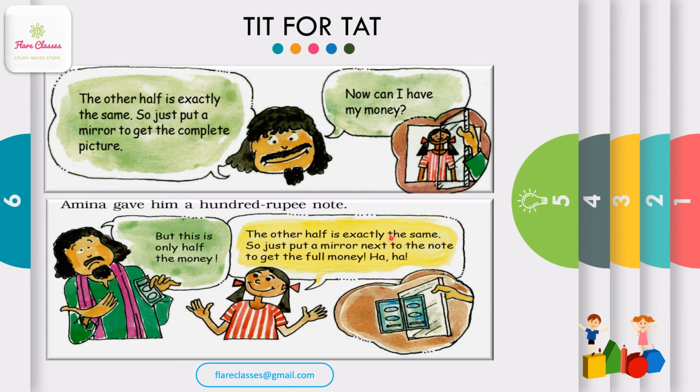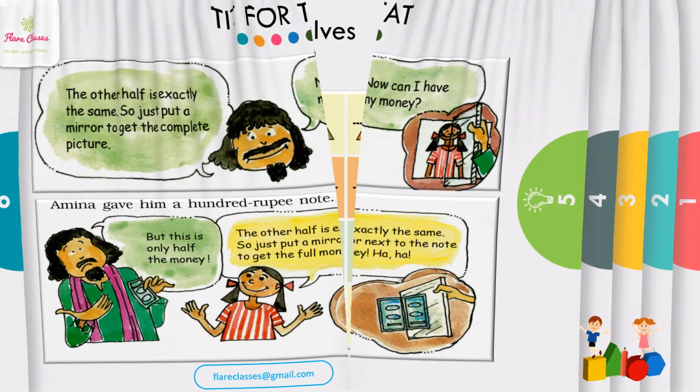Anima gave him a 100 rupee note. The painter said, but this is only half the money. I want 200 rupees. Now Anima said, the other half is exactly the same. So just put a mirror next to the note to get the full money. Ha ha ha.